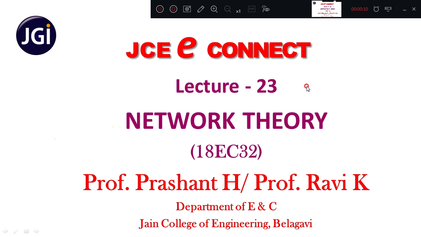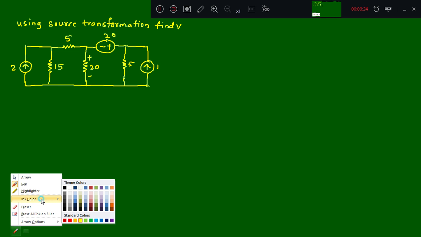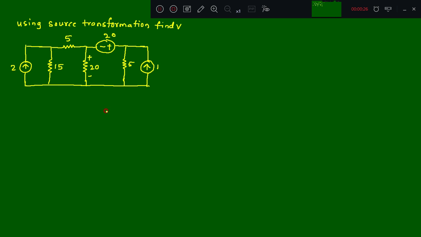So we'll continue with the numericals on source transformation. So quickly move on to the problem statement. Using source transformation, find V. In the given circuit, I need to find V using source transformation. Where is that V? Here is the V, voltage across the 20 ohm resistor. So I need to find the voltage across the 20 ohm resistor using source transformation.